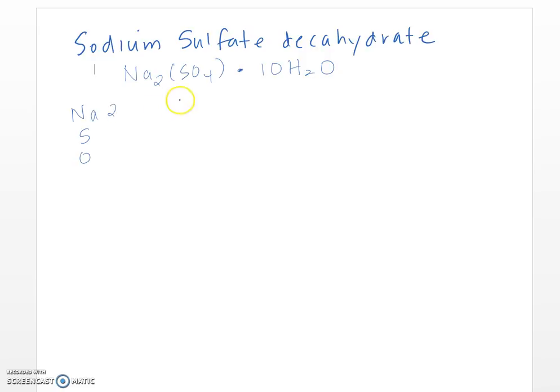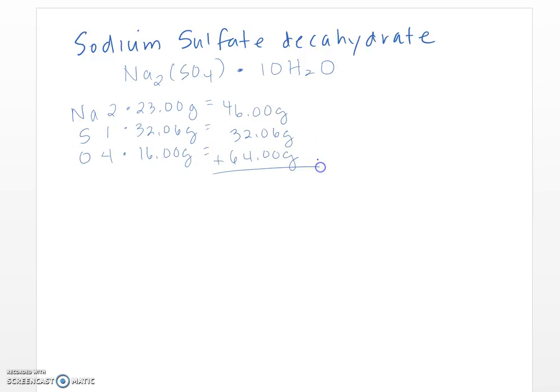So I have 2 sodiums, I have 1 sulfur, and I have 4 oxygens. And I'm going to go ahead and multiply them by their weights on the periodic table. So I have 23.00 grams, I have 32.06 grams, and I have 16.00 grams. And I multiply them through, and I get 46.00 grams. I get 32.06 grams, and 16 times 4 is 64 grams. And then I go ahead and total that. 142.06 grams. That's the weight of my sodium sulfate.